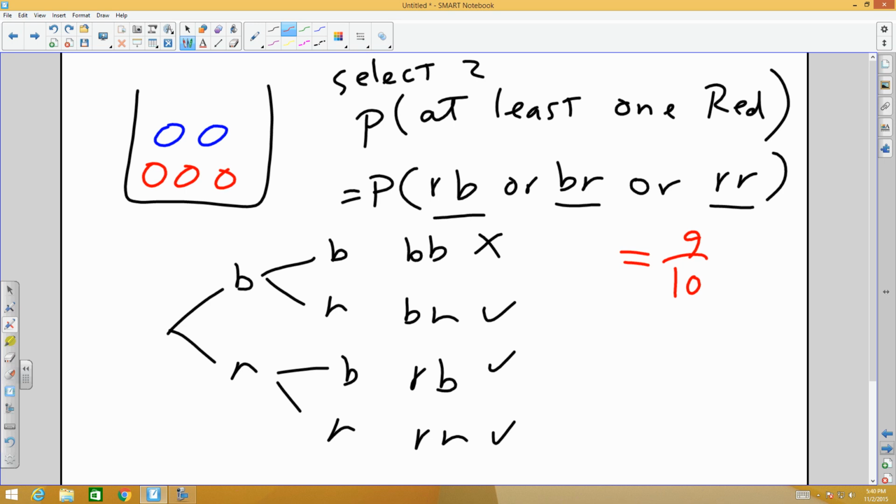Yes? The question said at most one red, it's going to be BB and RB and... Yes, exactly. If you say at most one red, which means maximum 1 or 0, which could be the first and the second and the third, which will be 7 over 10. If I say at most one red, it will be 7 over 10.